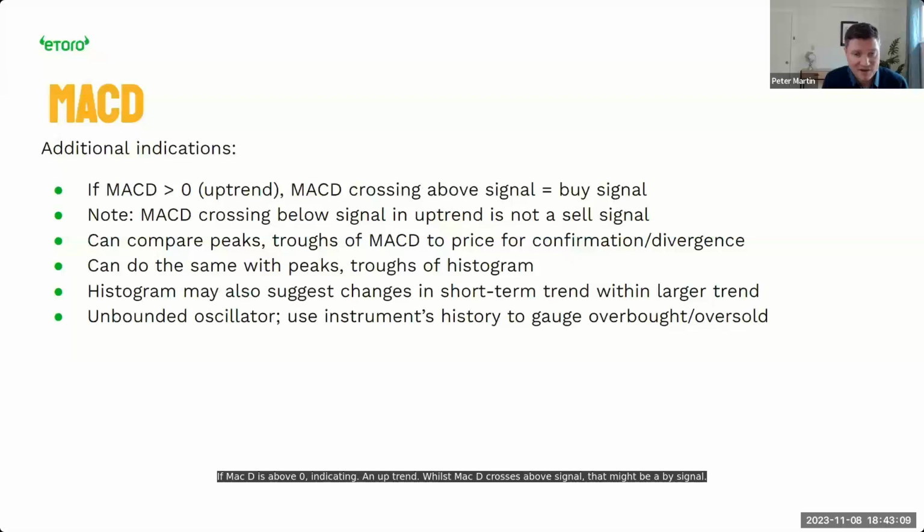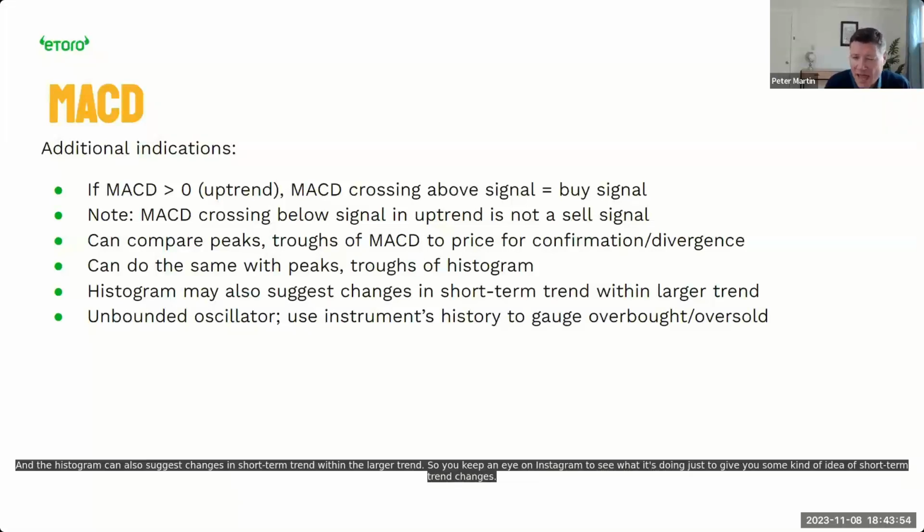If MACD is above zero, indicating an uptrend, whilst MACD crosses above signal, that might be a buy signal. So it's MACD crossing above signal, but we also need MACD to be above zero to follow it. If it was in the negative area, then we would not consider that a buy signal. Similarly, MACD crossing below signal in an uptrend is not necessarily a sell signal. And then we can compare peaks and troughs of MACD to price for the confirmation and divergence idea that we talked about. And we can also do the same with peaks and troughs of the histogram.